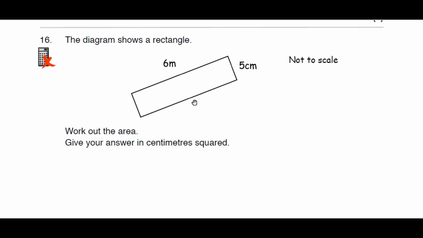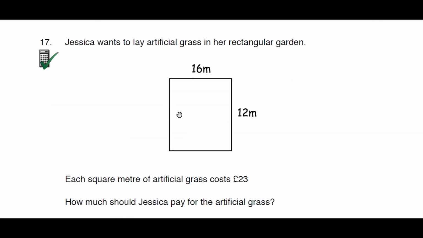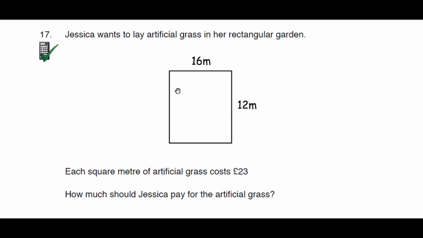Okay, now let's move to the next question, and here you go. Jessica wants to lay artificial grass in her rectangular garden. So this is a garden in which Jessica wants to lay grass. For that you need to find the area of the garden. Whenever you have to spread carpet in your room, you always find the area of your room, so that you know how much carpet you need.